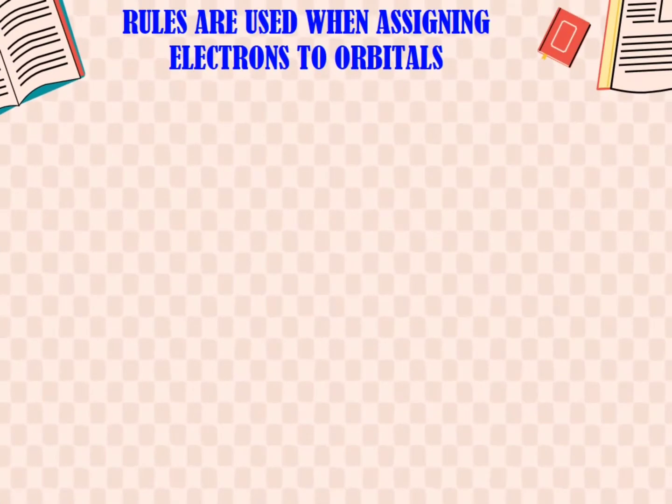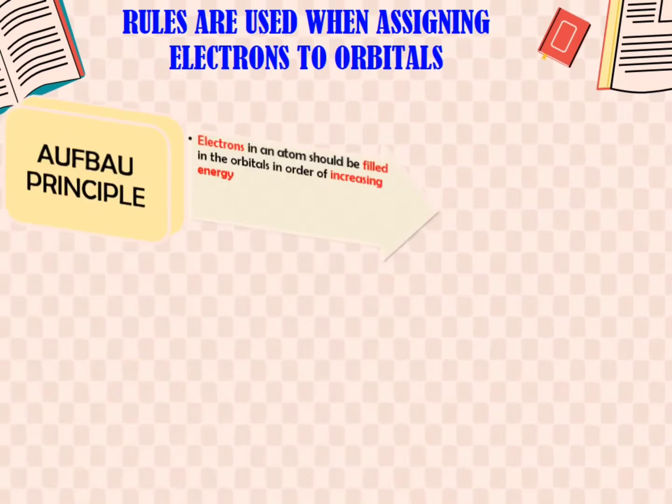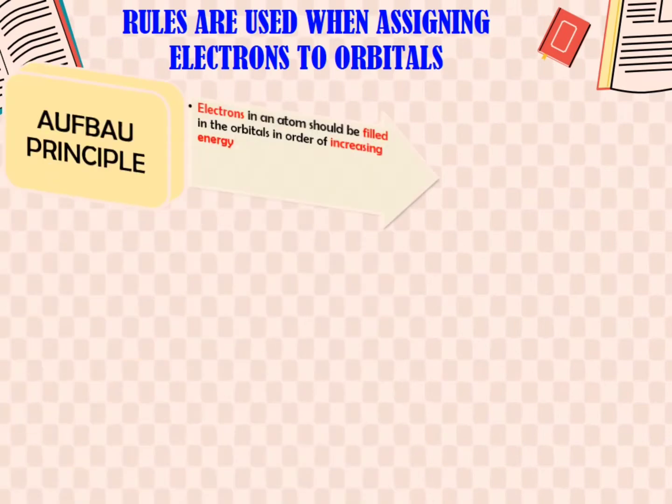Alright guys, so this is the rule I use when assigning electrons to the orbital. So we need to apply 3 rule when you want to write the electronic configuration and the orbital diagram. Okay, the first rule we have Aufbau principle.